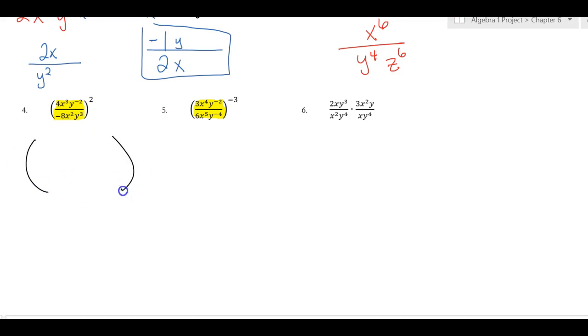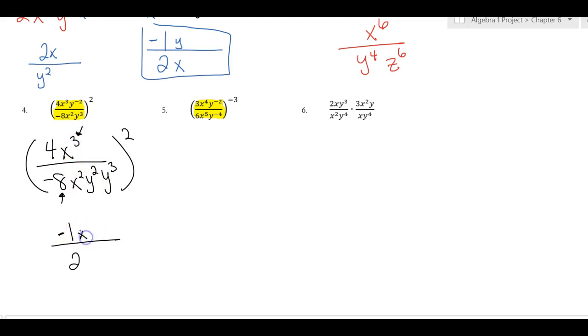Okay, so inside, you should have gotten 4x to the third over negative 8x squared, y to the third. Now, 4 divided by 8 is 2. Since the bigger number's on the bottom, the 2 is going to go on the bottom. So I have to have a negative somewhere, so I throw the negative 1 on top. I have 3 x's on top, 2 on the bottom, so there's 1 left over, and it has to be on top because there's more on top. And then on the bottom I have 2 y's and 3 y's, which makes 5.